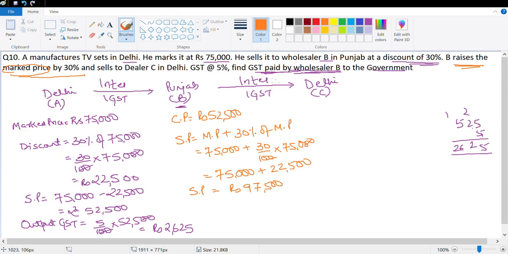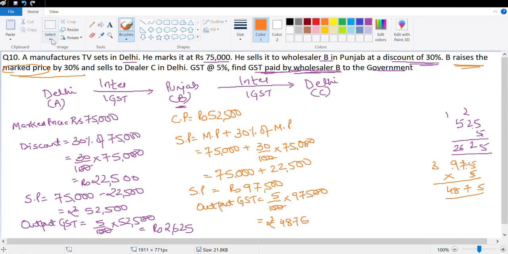We need to find the net GST. So for him, output GST would be equal to 5 upon 100 into 97,500. So that's 975 into 5. 5 into 5, 25, 35 plus 2, 37, and 45 plus 3, 48. So this is equal to rupees 4,875. Done. So we've calculated input GST for him. We've calculated output GST for him.